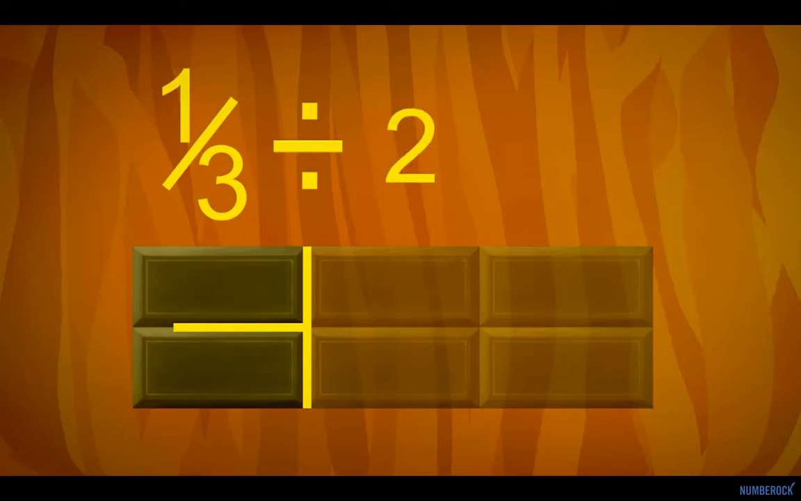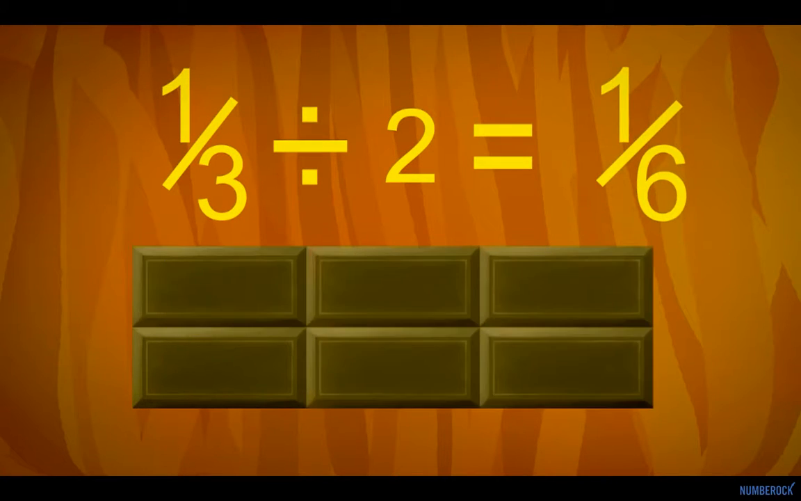Draw one whole candy bar and then the fraction divided by the whole number and find the quotient.